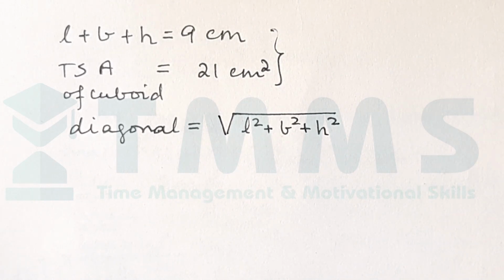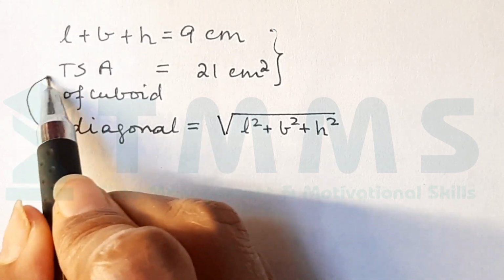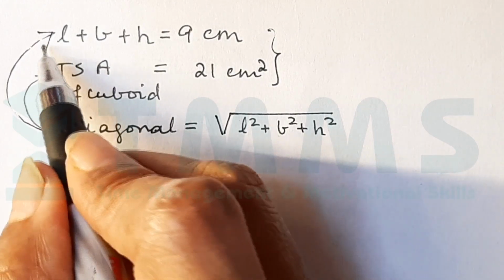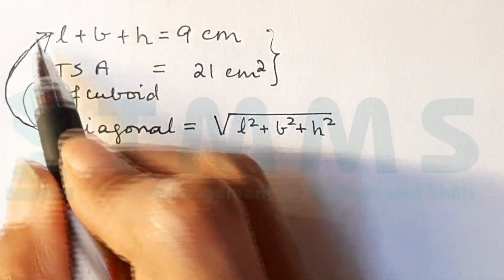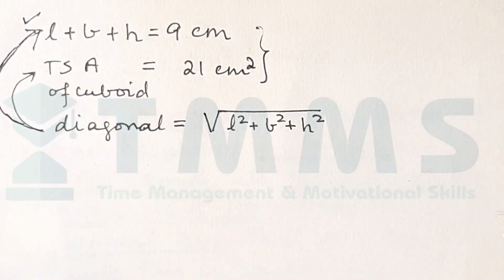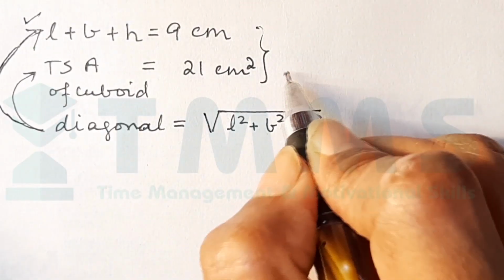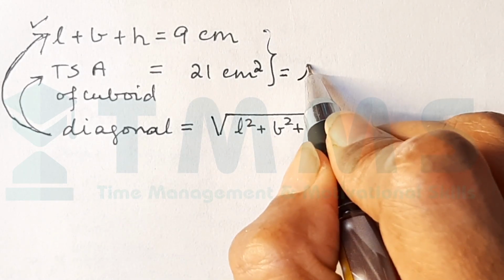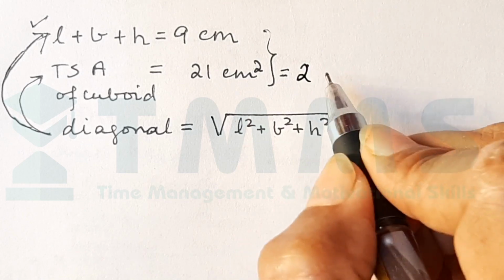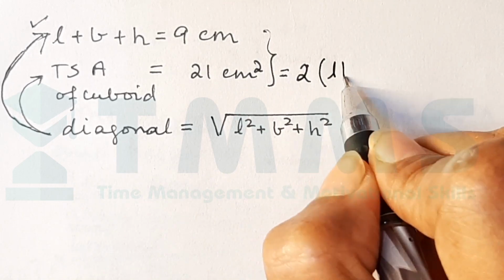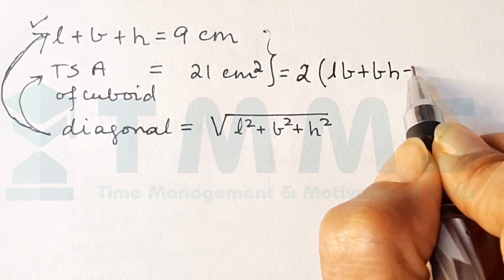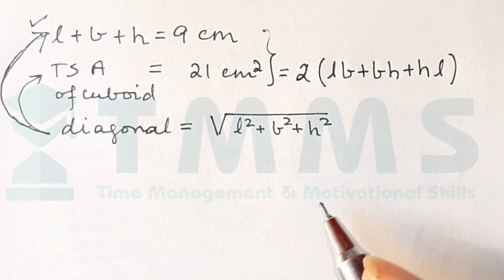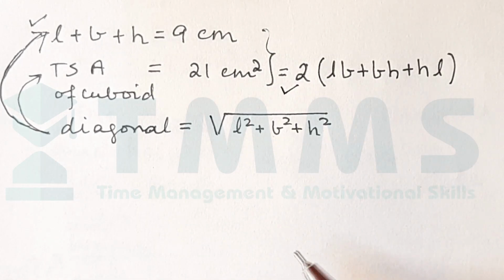Now tip number 2 is connect this formula with what has been given to you. What is given to you? L plus B plus H. This is given, and total surface area. Now total surface area, won't we have the formula for that too? So let us write it. The formula, it is 2 into, do you remember this? Yes. So we know this formula as well.